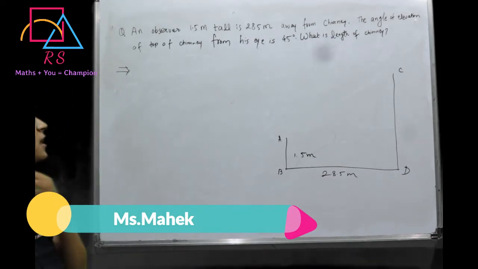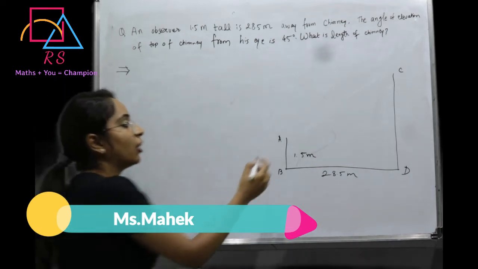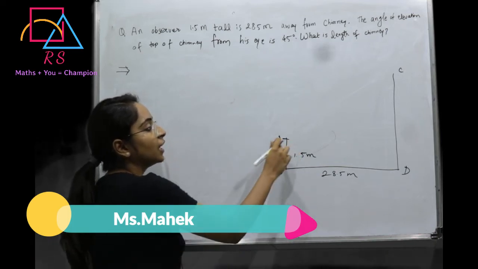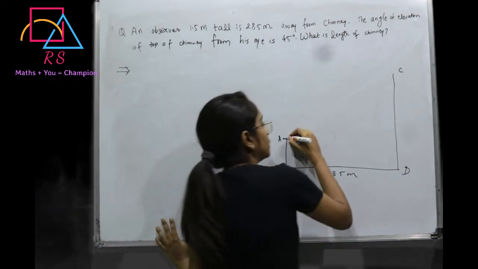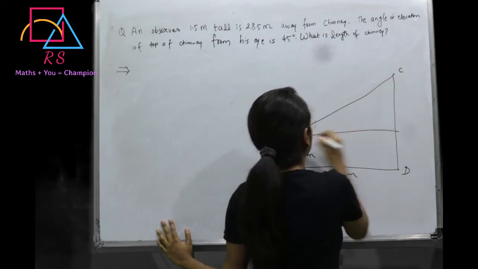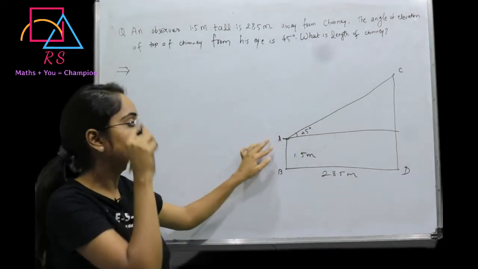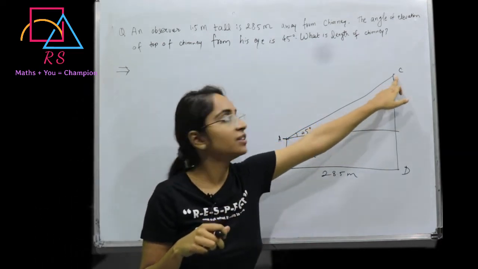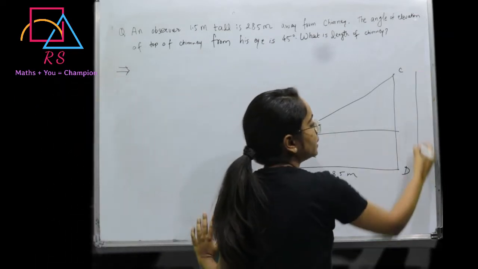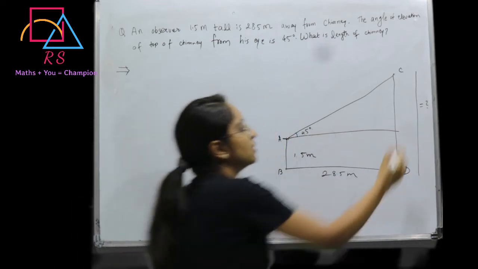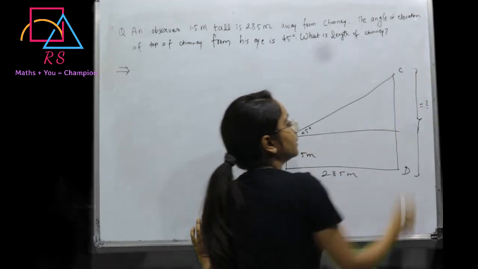So here we have to consider the angle of elevation of the top of the chimney from his eye, means the observer's eye, is 45 degrees. So observer is AB, observer's eye is this, and we have to consider the angle of elevation. So angle of elevation is 45 degrees from the observer point, which is A, to the top of the chimney, which is C, and we have to find the length of the chimney. We have to find CD, which is the question mark. This is the value which we have to obtain.